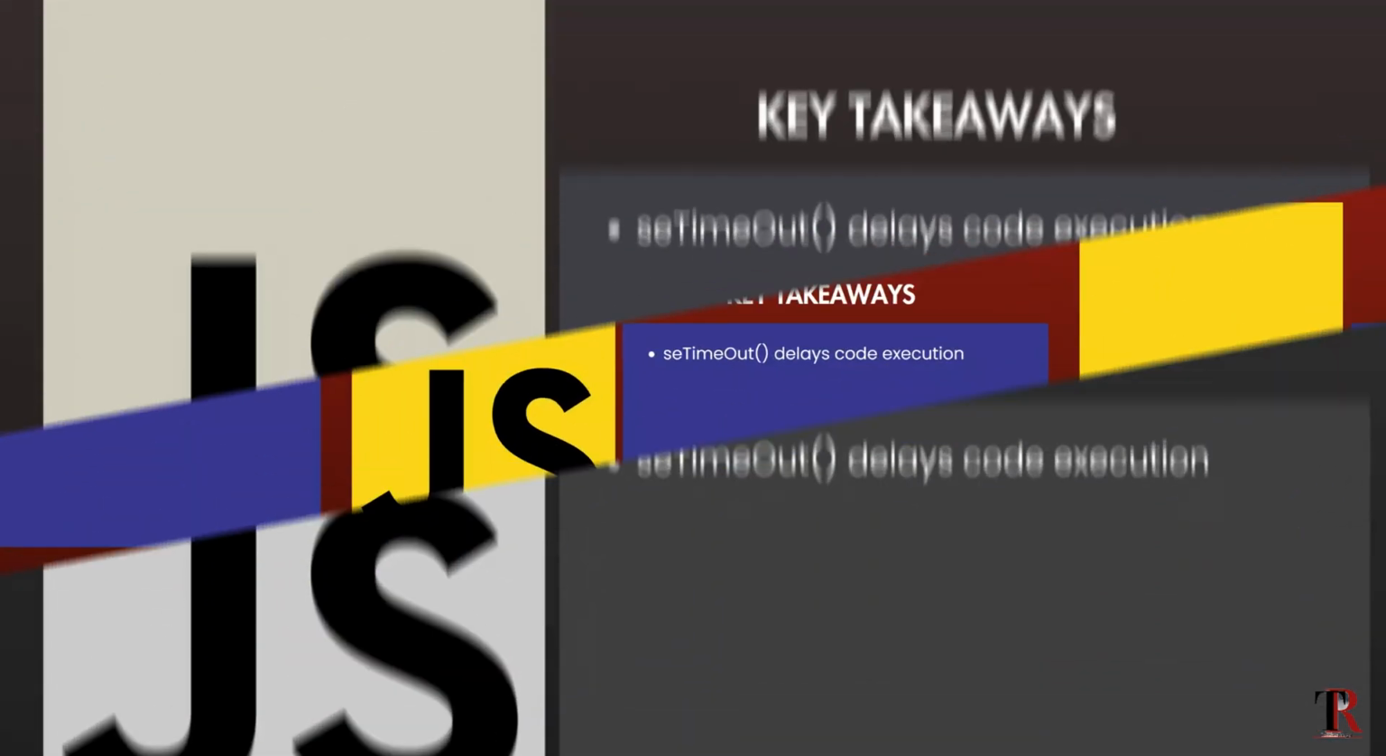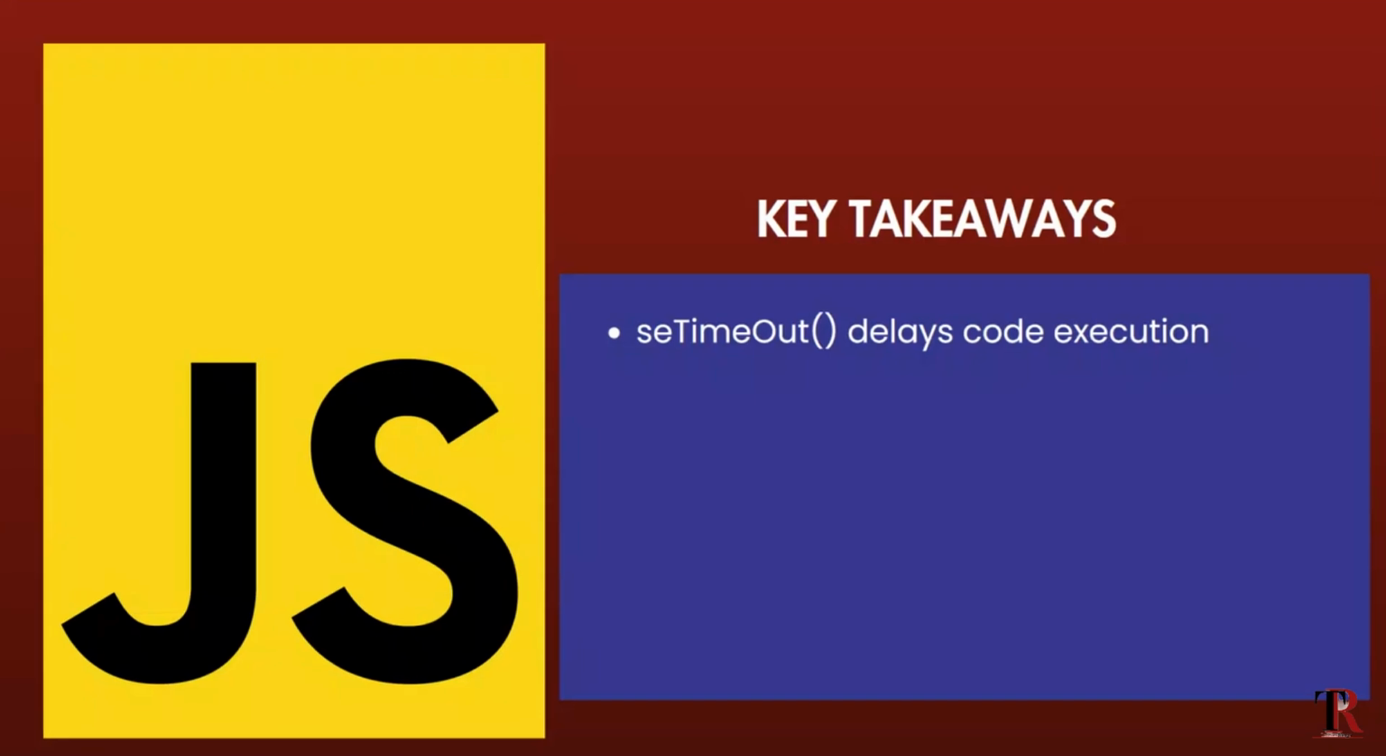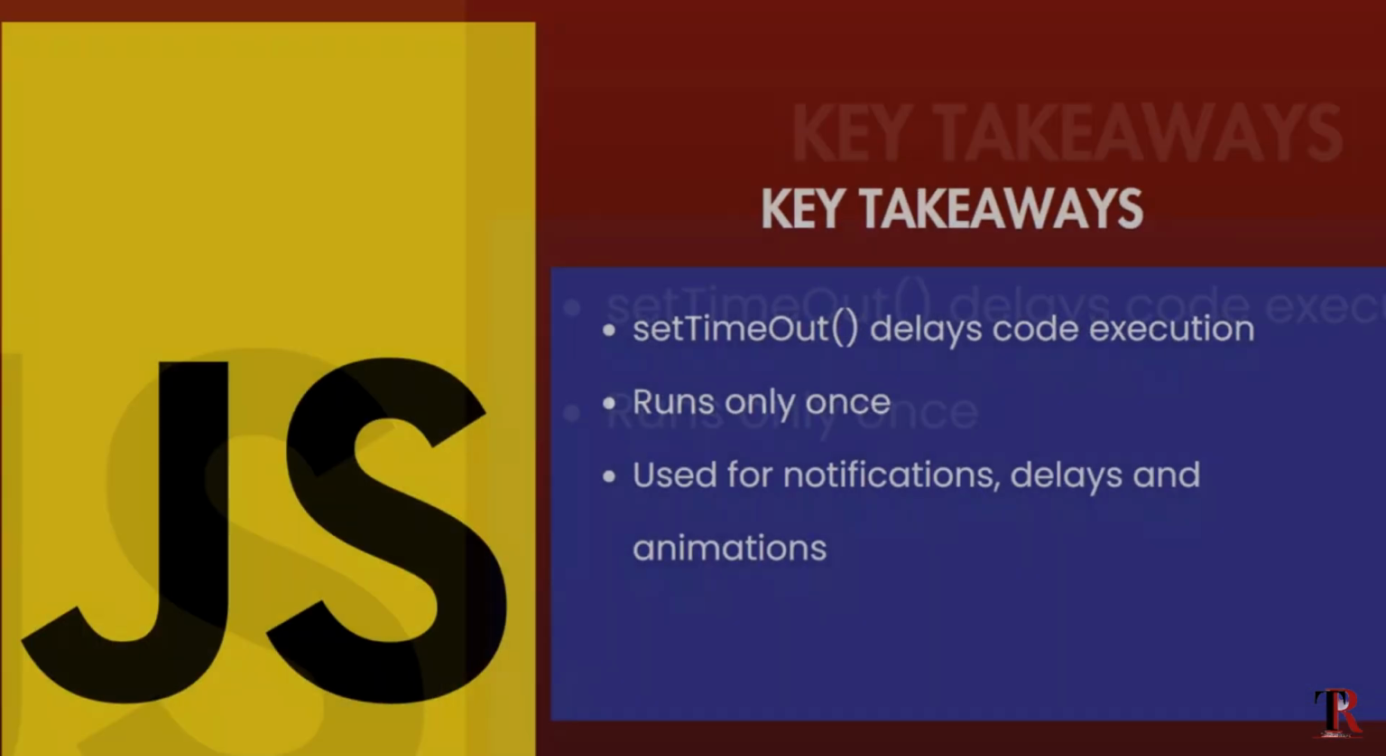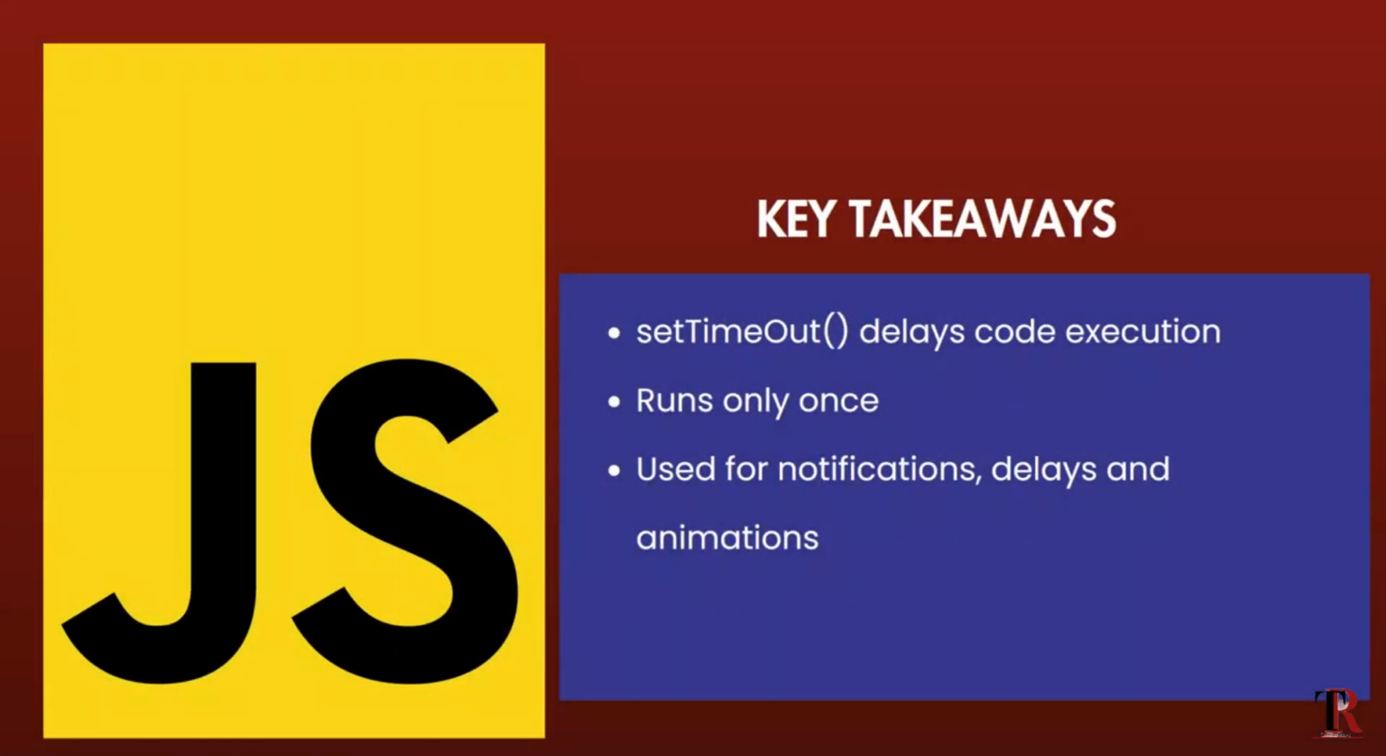Now, here are some key takeaways from this lesson. Number 1, the setTimeout method delays code execution. This method runs only once. Even if you click the button again, nothing is going to happen. This method can be used for things like notifications, delays, and animation in your application.